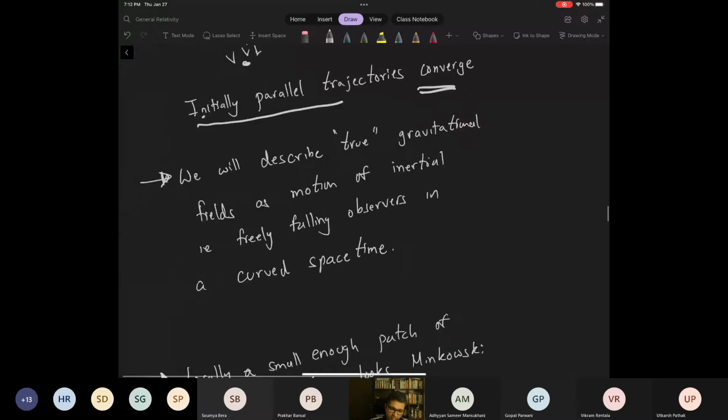So what we would like to do is to somehow describe this true gravitational field, in which inertial observers who are initially parallel to each other start converging towards each other. The hallmark of these true gravitational fields is that inertial, that is freely falling, observers, as we've already discussed, there's an equivalence between inertial observers and freely falling observers in a uniform gravitational field. These freely falling observers, even if they seem to be moving parallel, would start coming closer together in a curved spacetime.